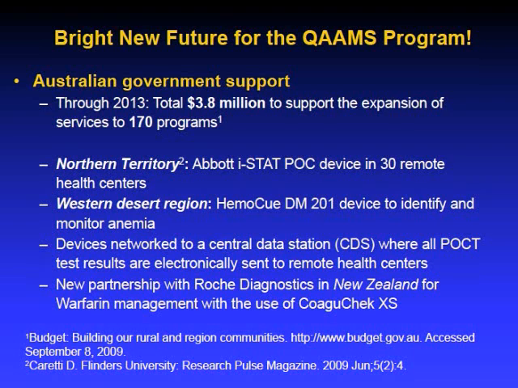The expanding programs include the Northern Territory of Australia using the Abbott iStat point-of-care device in 30 remote health centers. The Western Desert region will be using the HemoQ DM201 device to identify and monitor anemia. Both devices will be networked to a central data station where all point-of-care technology results will be electronically sent to remote health centers. Also, a new partnership with Roche in New Zealand for warfarin management with the use of CoaguChek XS has been planned.